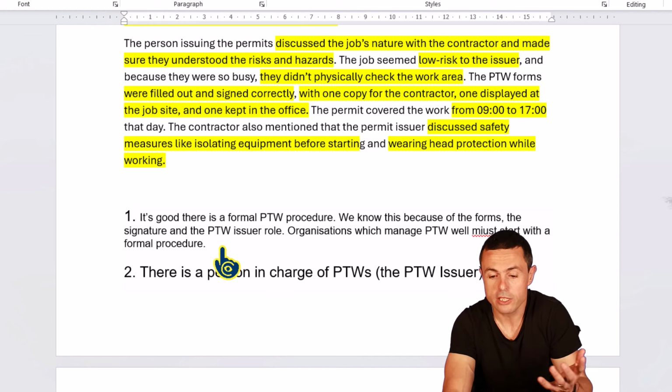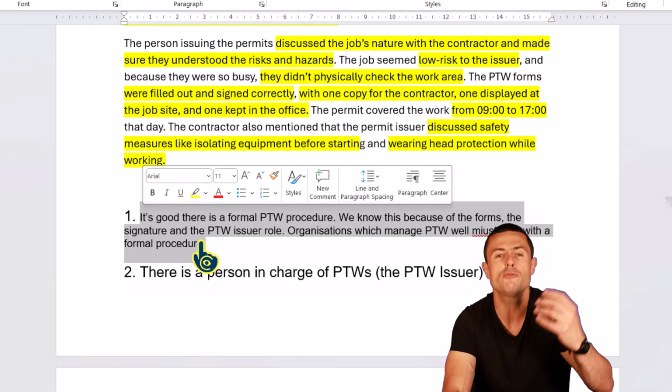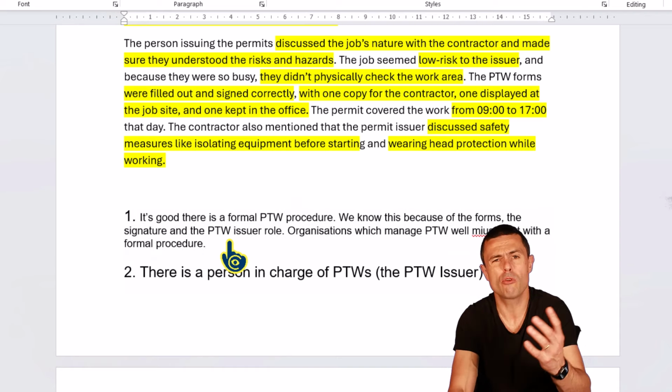2 to 3 lines. That's all I need, and that will get 1 mark. How many words is that? That is 33 words. That's about right.